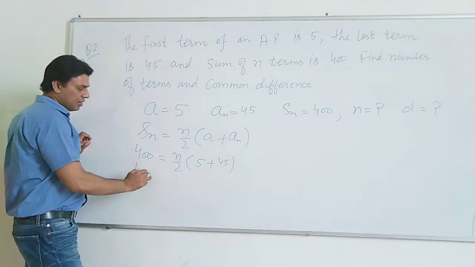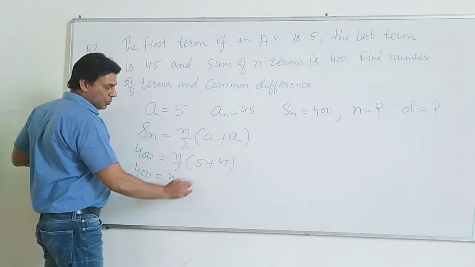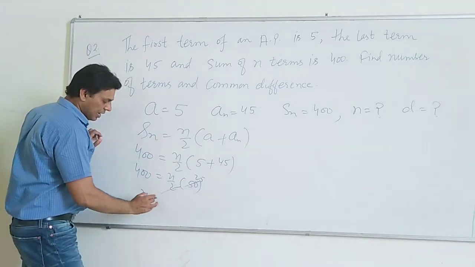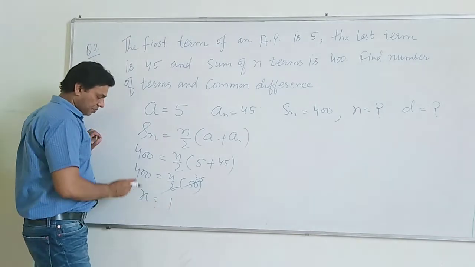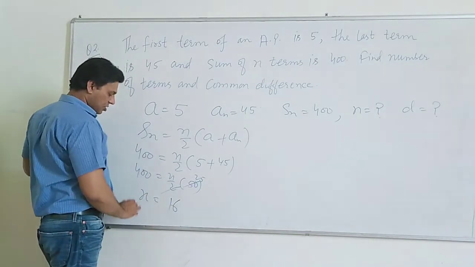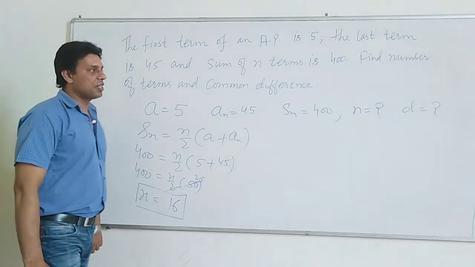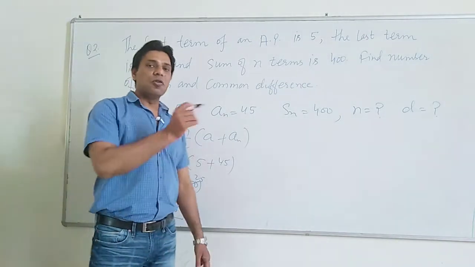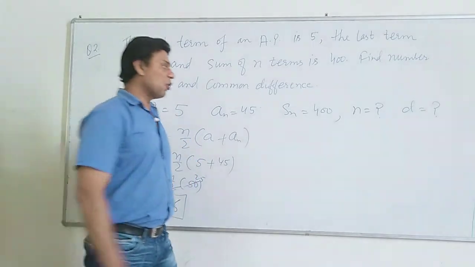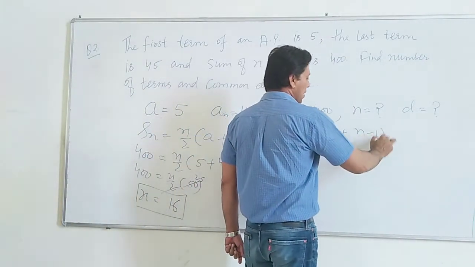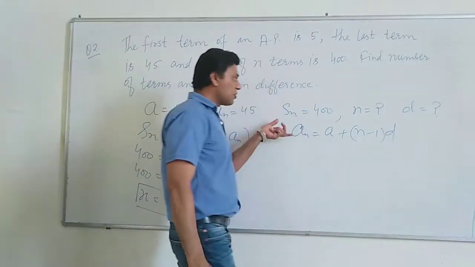So 400n upon 2 becomes 50n, cancel 25, and n is equal to 16. So we have n is equal to 16. Now we have to find d. So we can use the nth term formula: an is equal to a plus (n minus 1) into d. We will use this formula.